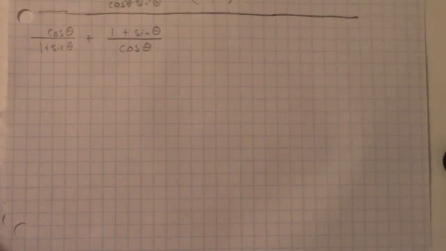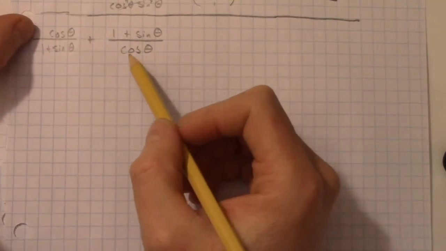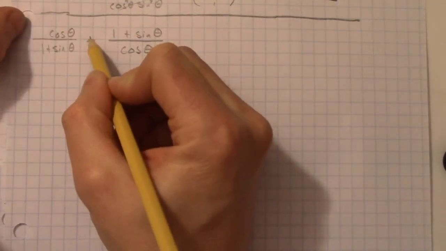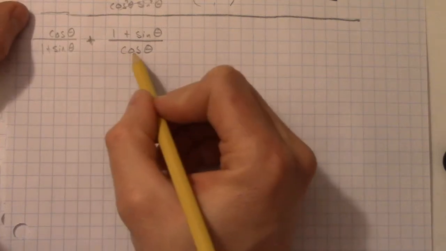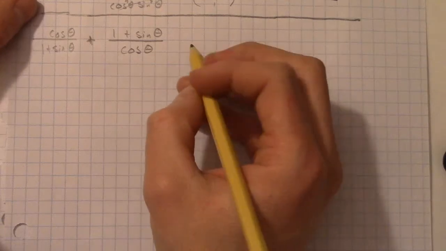All right, so here's my other example, if my camera would focus here. All right, sweet. I've got two fractions. I need to add them together. But the problem is I don't have the same denominator here, right? Over here I've got 1 plus sine theta, over here I've got cosine theta in the denominators. In order to add fractions, I need the same denominator.